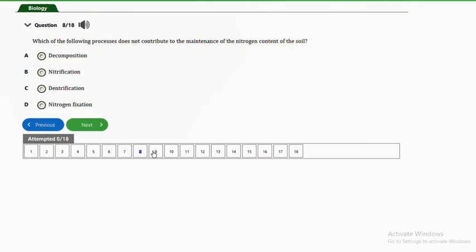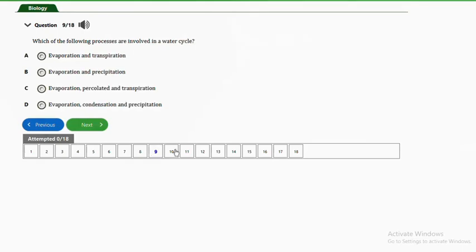Denitrification is actually a process by which bacteria in the soil convert nitrates into nitrogen gas. So this nitrogen gas can then be released into the atmosphere. So you can see that this process does not contribute to the maintenance of nitrogen content in the soil. Rather, it's actually a process that removes nitrogen from the soil. So guys, let's look at the next question, and that's question number 9.